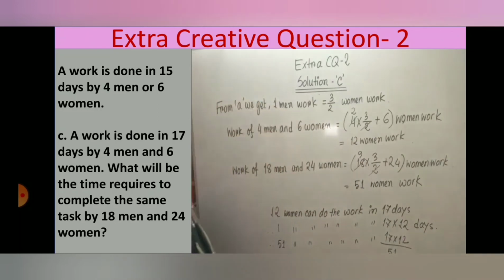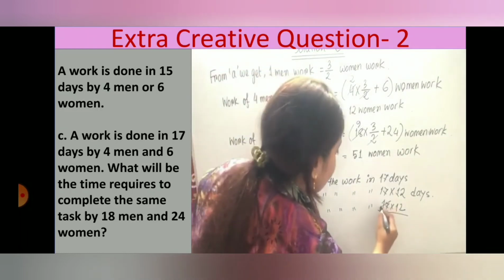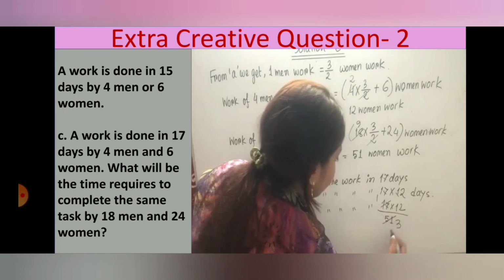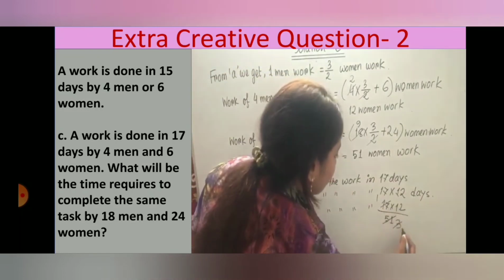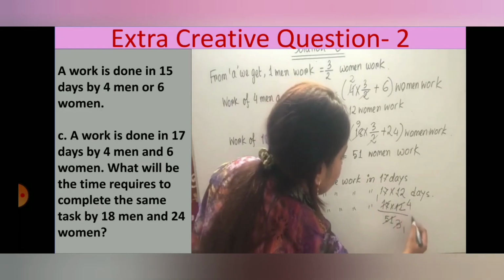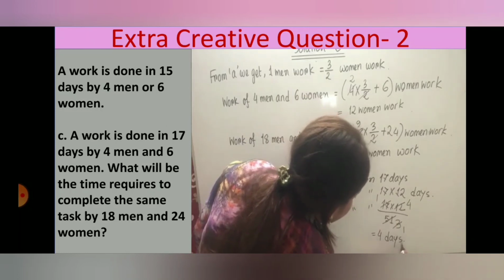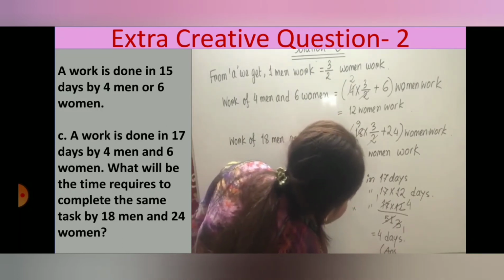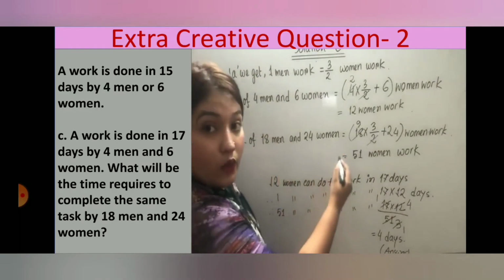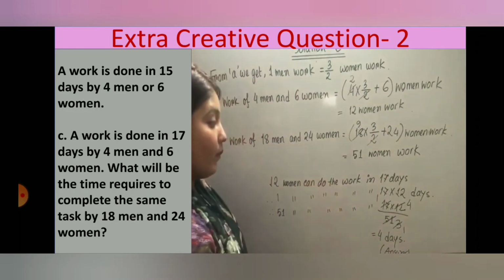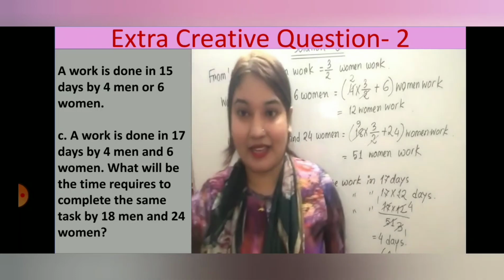Over 51. So, my dear students, here we can cut: 17 ones are 17 and 17 threes are 51. Then here 3 can be cut with 12. 3 ones are 3 and 3 fours are 12. So, we get 4 days. So, the answer is 4 days. That is, 18 men and 24 women can do the same work in how many days? 4 days. I hope you understand this math.